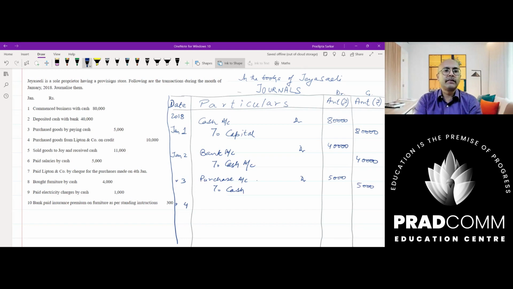Purchase goods from Lipton and Co. on credit. So cash is not mentioned. Even if the credit word was not mentioned, since cash is not mentioned, we will assume it to be a credit entry. What happens in credit entry? In case of a credit entry, you will write the name of the party from whom you are buying the goods. That is Lipton and Company. So what happens if the name is not given? You will just simply write creditors or trade payables.